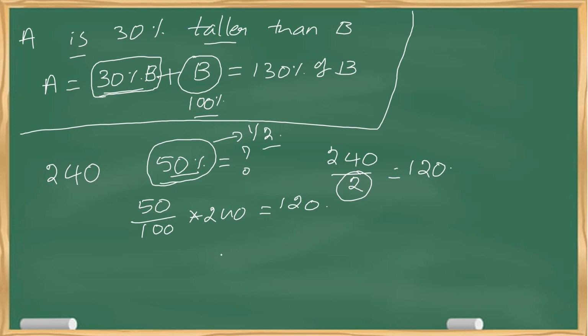Now similarly, when I say 25%, what is it? 1 by 4th of the value. Do you understand the point here? So similarly, for every percentage, even a single number, there is a fraction equivalent which has to be multiplied with the given number. A simple example, I'll go to the next slide.